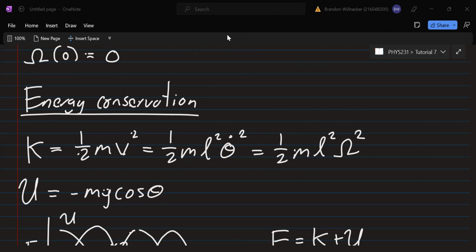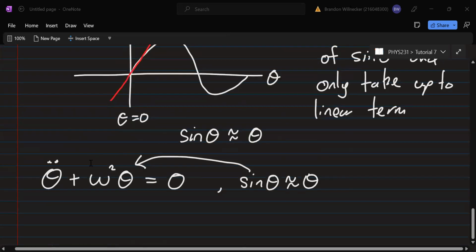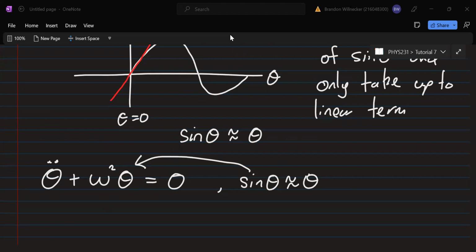But that's up to you, unless it is specified in the test. So just read the question carefully to see if you're free to use whatever method you like, or if you need to use a particular method. But we've gone through this equation many times. You can go ahead and solve that for yourself.